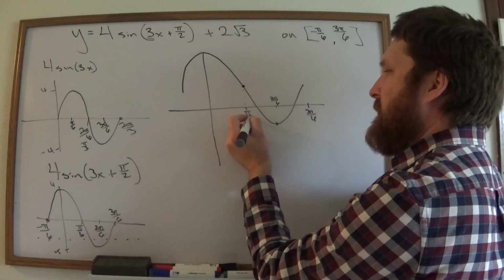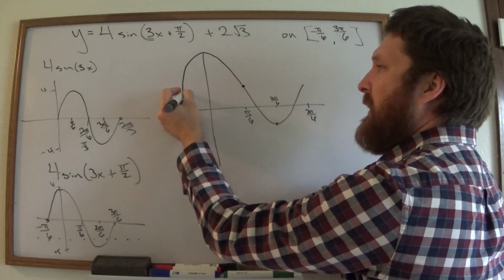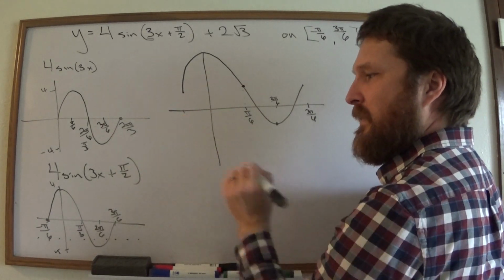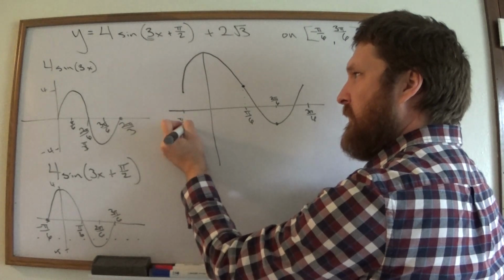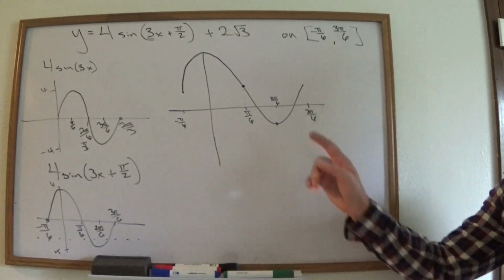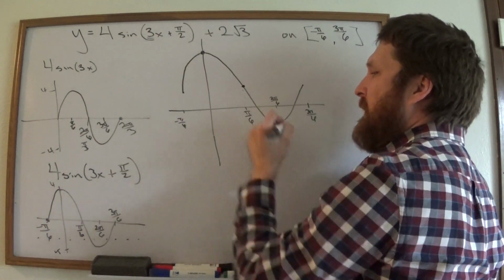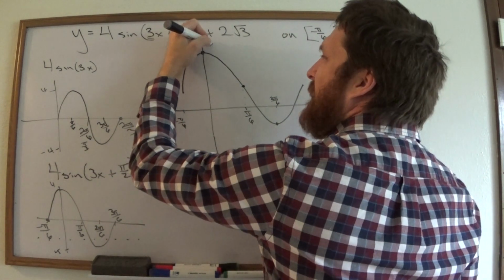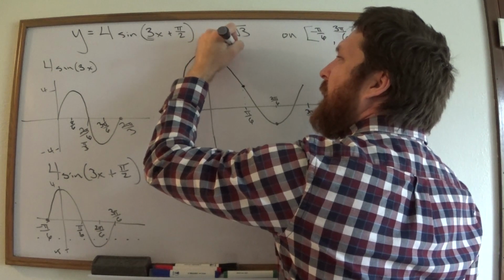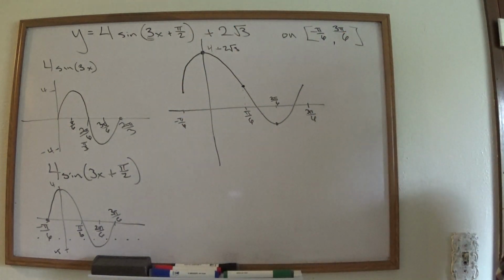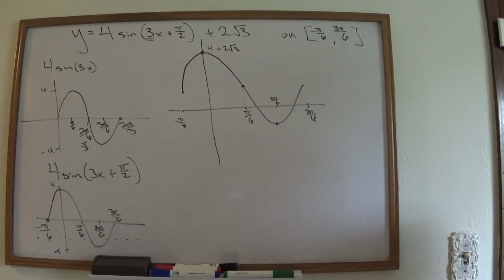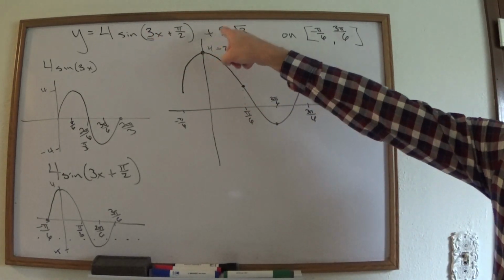Pi over 6. And then back here was negative pi over 6. Now we need the maxima and minima. So it's 4 plus 2 root 3, whatever that is. And the minimum, is it 4 minus 2 root 3? Negative 4, plus this. Okay, right?